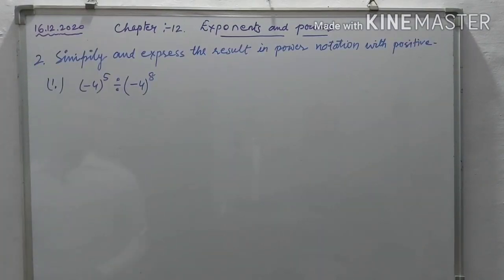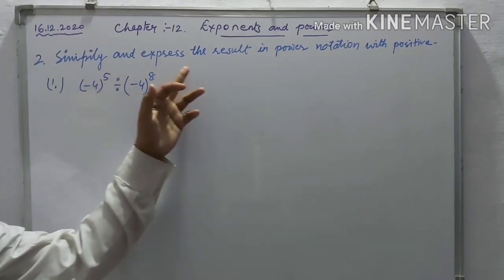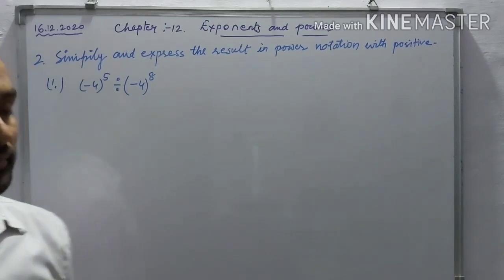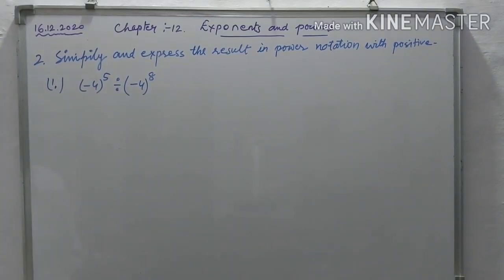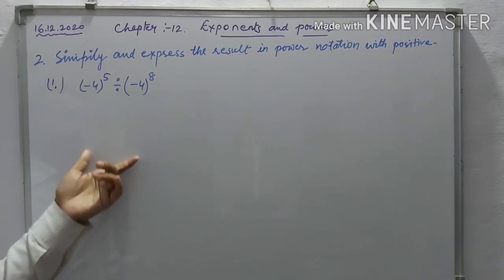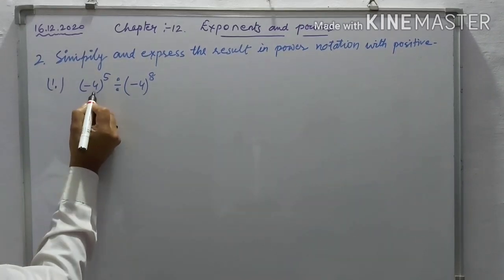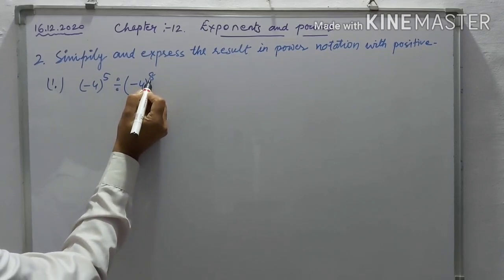Now, the second question is: simplify and express the result of the power notation with positive powers. It means first you solve, and then you write the answer in positive power. Suppose your answer comes out in negative power, then you write the answer in positive form. Okay. Now the first question is (−4)^5 ÷ (−4)^8.